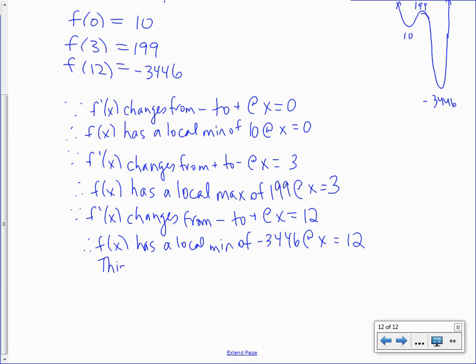This is also the location of the absolute min. If you want a justification, you could say negative 3,446 is less than 10. That's the decision making. That's what's made that absolute, because of the two mins, it's the smaller one. Okay, fair enough? Yeah, looking for the bigger one. Yeah. Okay.